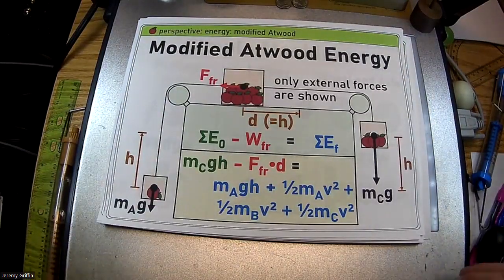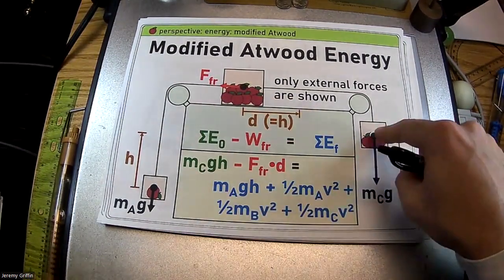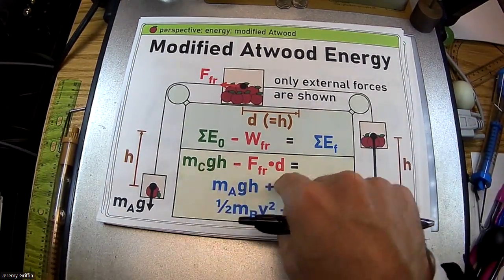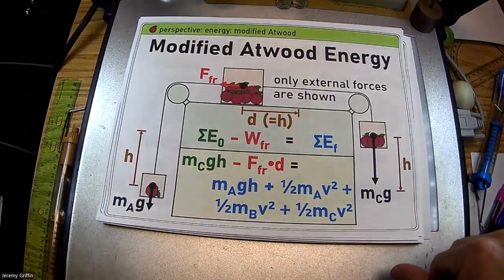Here's a modified Atwood, just a little bit more complex. Let's say there's a drag force here. Well, the large block falling is supplying the energy. You treat this open system to subtract the force times distance of the drag force, and then it's very similar.